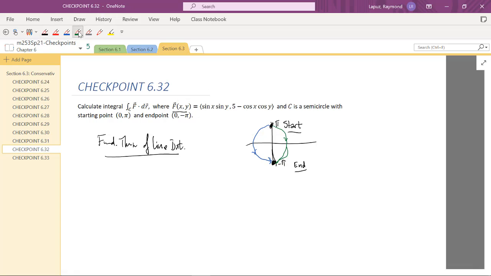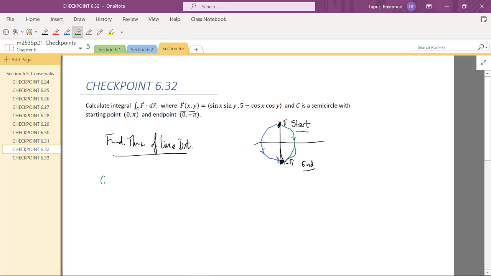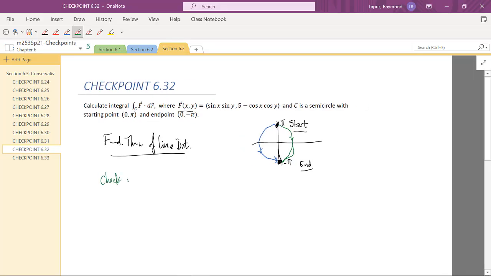All right, let's first check if it's conservative. Check if f is conservative. And we can check if something's conservative by taking our p function and our q function. Is the partial of p with respect to y equal to the partial of q with respect to x? Question mark. So let's take the partial of p with respect to y.